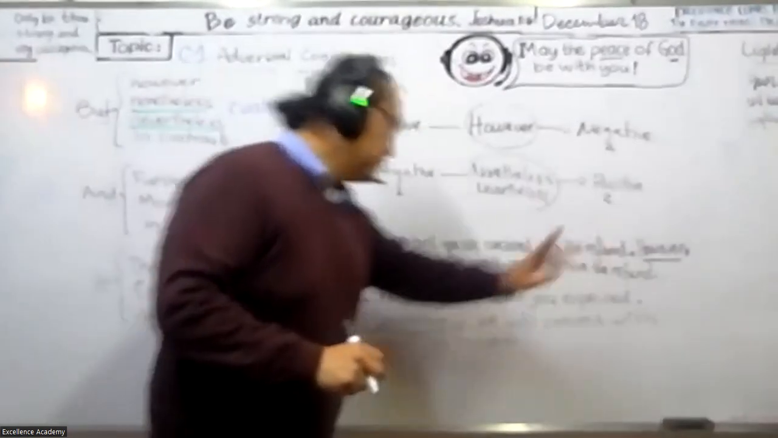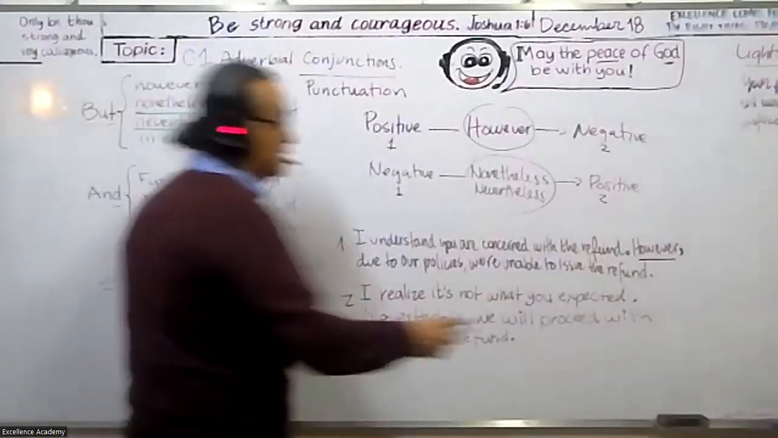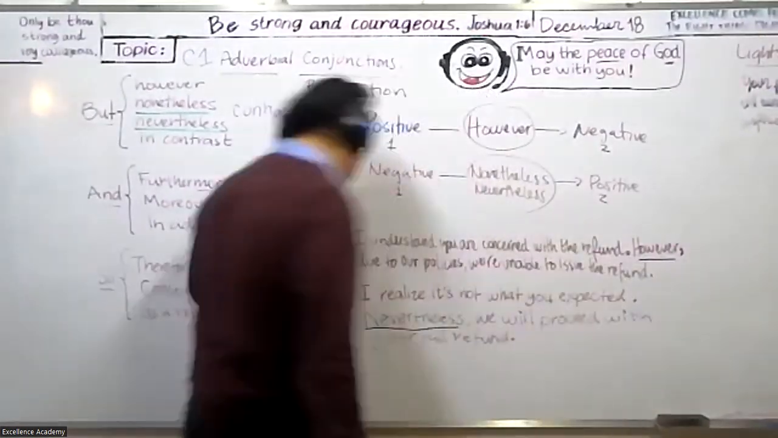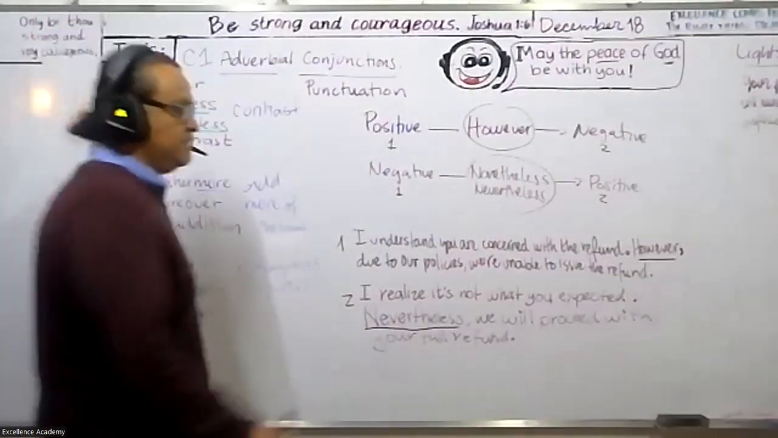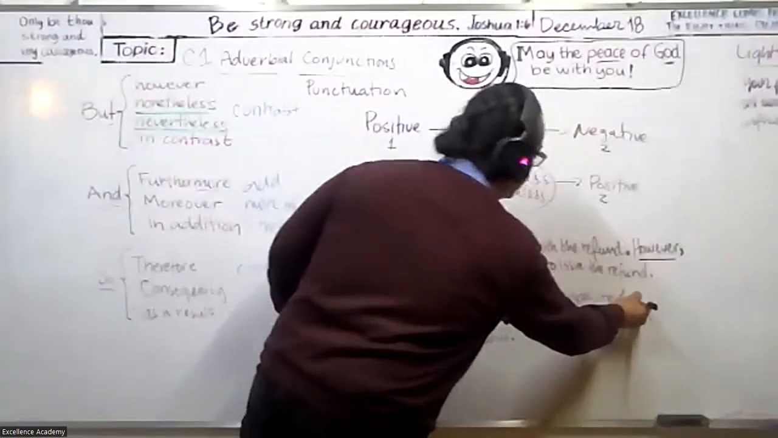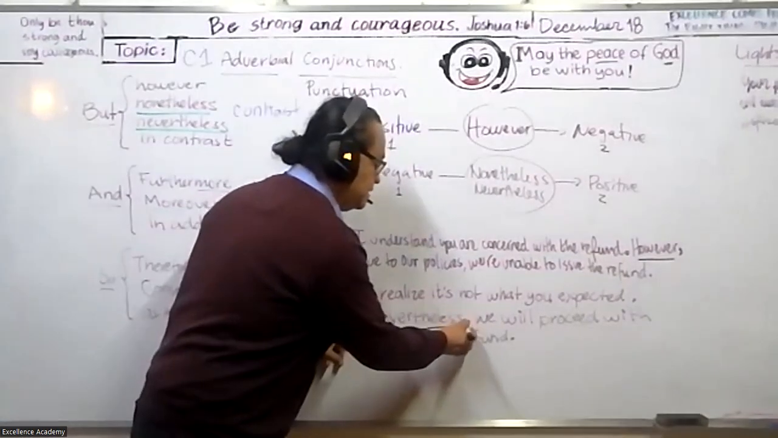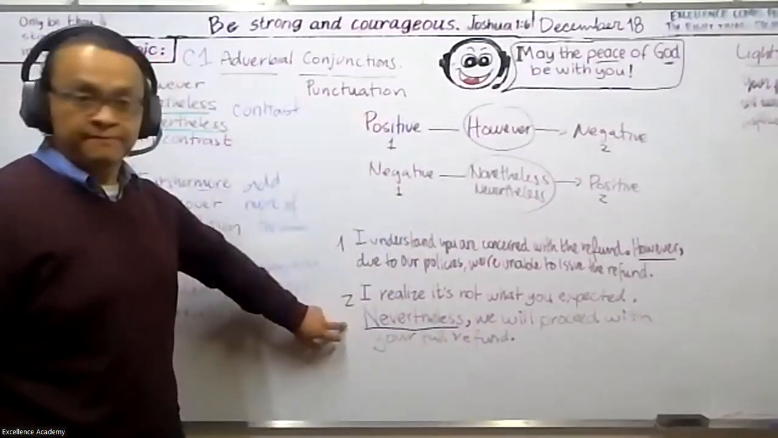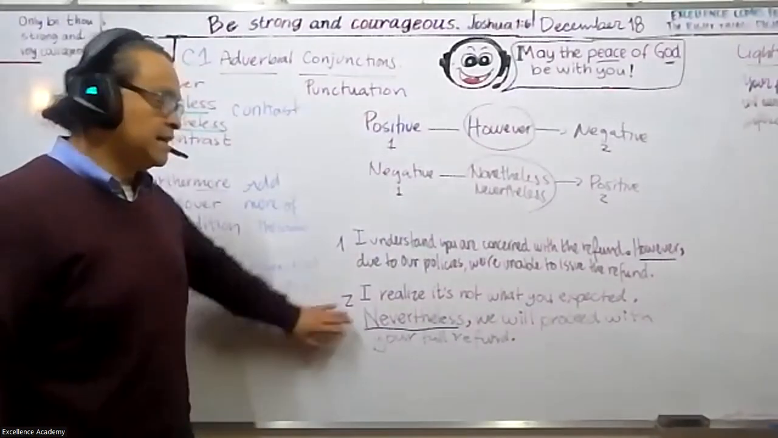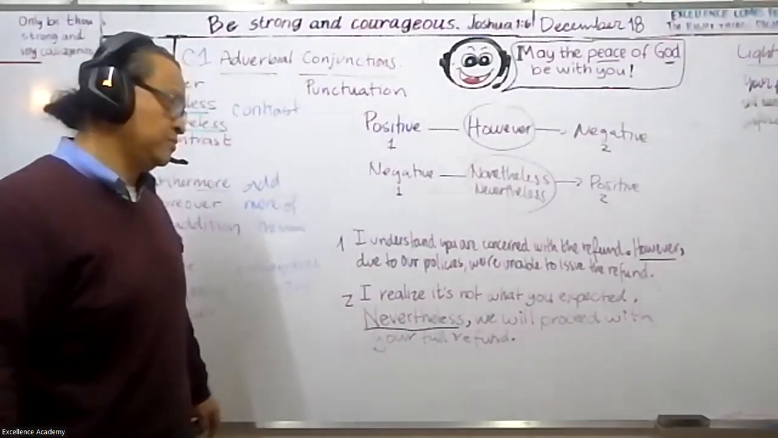So here I have the full stop, however, comma. And in this example here, we have the full stop, the period, nevertheless, and the comma. Okay, that's one of the correct punctuation rules.